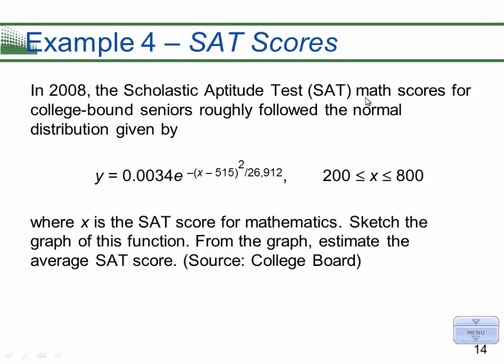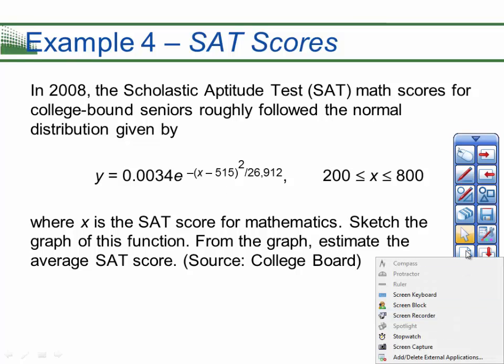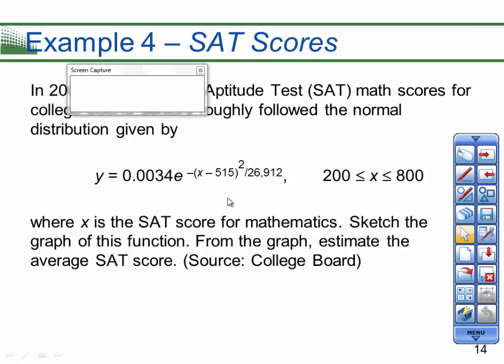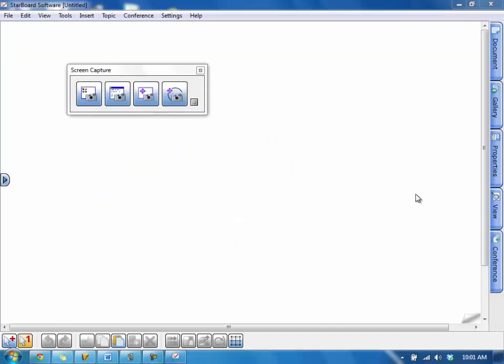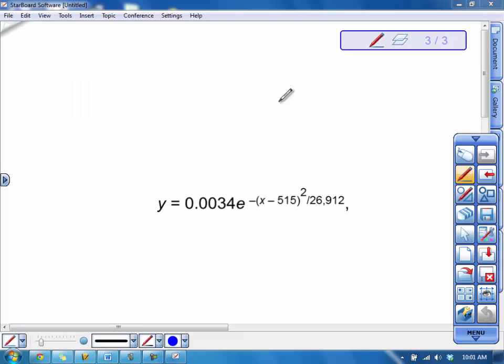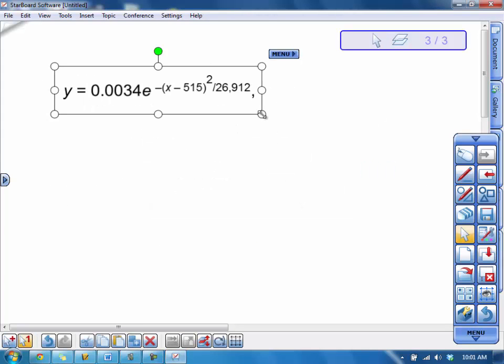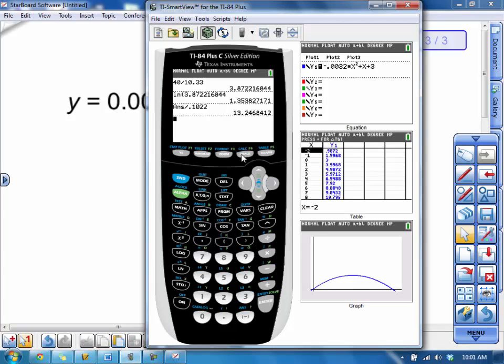The SAT math scores for college-bound seniors follow this formula, okay? Let's sketch a graph of this function, and then from the graph, let's estimate the average SAT score. So let me pull this over. It says x goes from 200 to 800, so let's try to use that information as well. But here's the function. Let's pull out a calculator and plug this in.